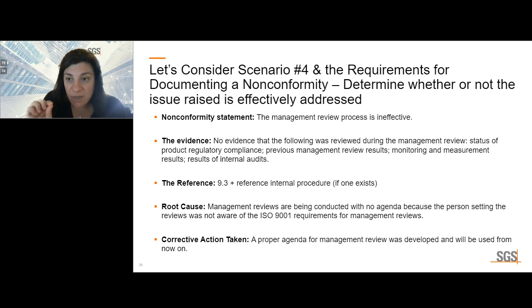Pay attention to the root cause. Management reviews are being conducted with no agenda because the person setting reviews was not aware of the 9001 requirements for management review. The corrective action taken: think about the corrective action and relate it back to everything that we just saw here, specifically the root cause. A proper agenda for management review was developed and will be used from now on.